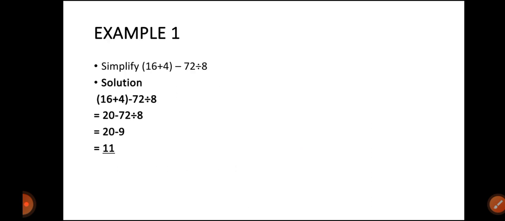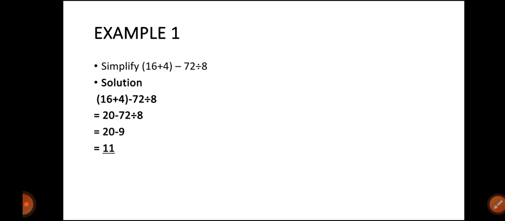Now we have an example here. The example says we should simplify in bracket open 16 plus 4 bracket close minus 72 divided by 8. First of all, you must solve what is in the bracket first, because that's what BODMAS said. BODMAS starts with B. That B means bracket first. 16 plus 4 is equal to 20 minus 72 divided by 8. Now we have our 20. Now we have done what we're supposed to do in the bracket.